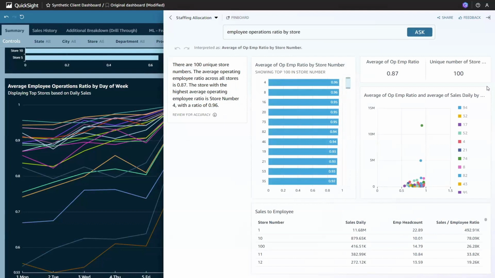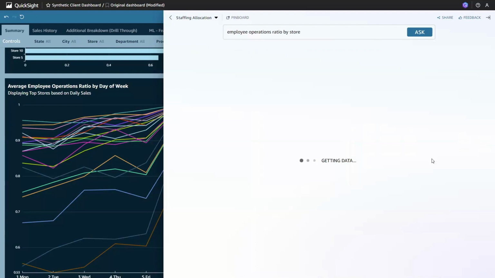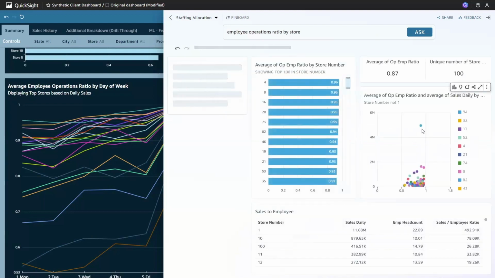But some of the other visuals generated in the response are also useful, particularly the scatter plot comparing the operations ratio with daily sales. The relationship between these measures is hard to see clearly due to two outliers that are affecting the visual scale. To remedy this, we can actually choose to exclude these outliers and the visual will adjust, allowing us to better see the relationship and any correlation present.